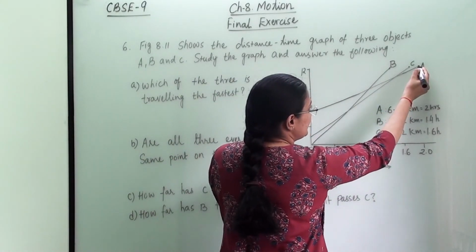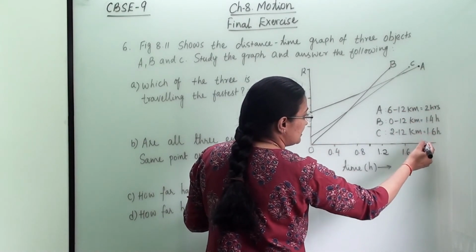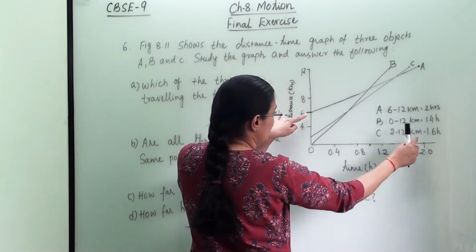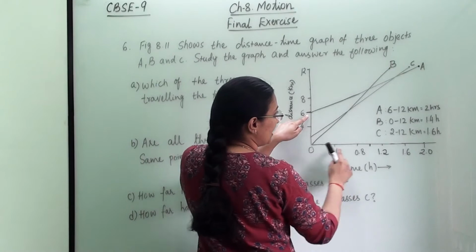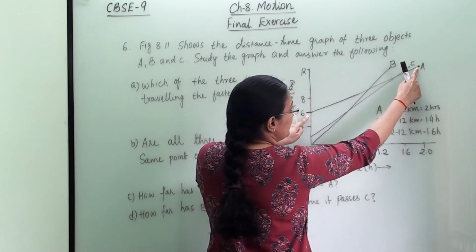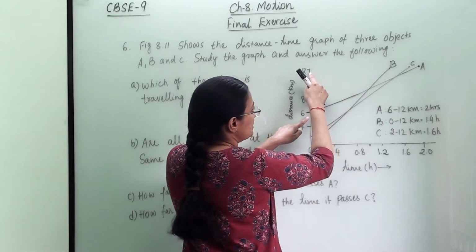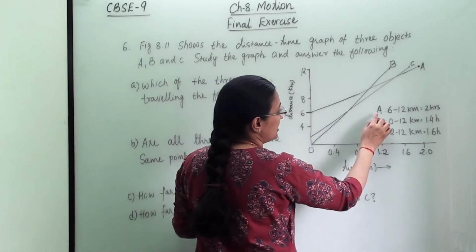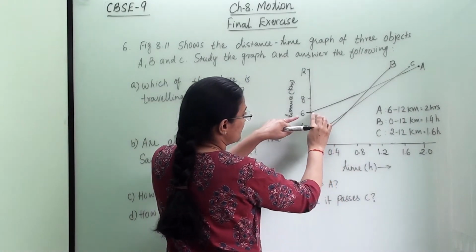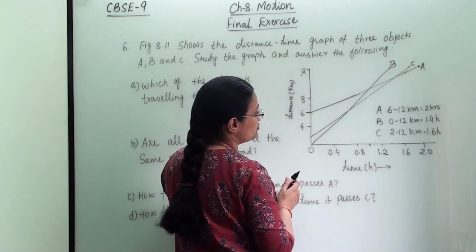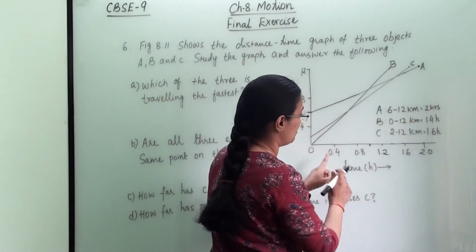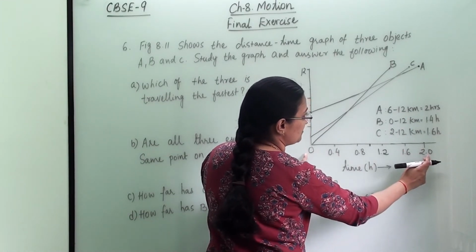If we extend this line towards the x-axis, then it is showing 2 hours. This journey is starting from 0 hour and finishing at 2 hours. Similarly, if we extend this line towards the y-axis, it will give us 12 kilometer. So object A's journey is from 6 to 12 kilometer, and it is taking 2 hours. So this is for A.